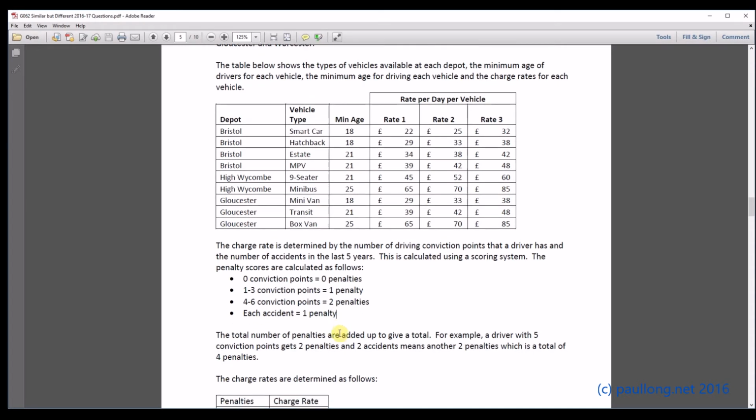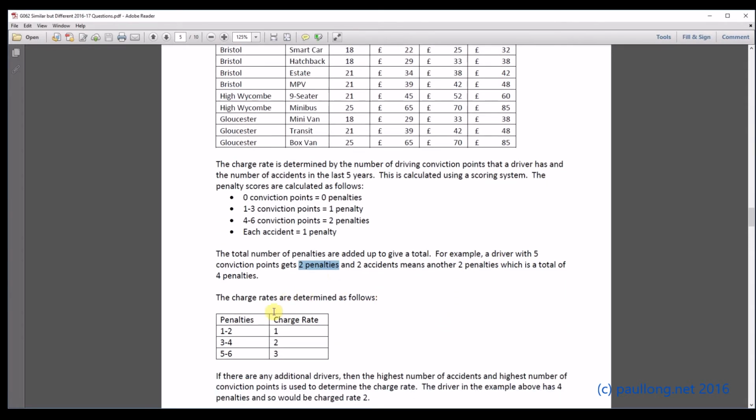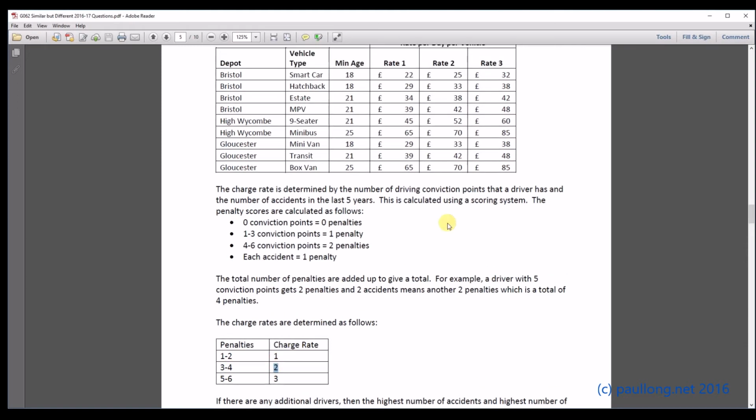So if we take an example, here we've got a driver with 5 conviction points. So 4 to 6 is 5 conviction points, means that he'll get 2 penalties. He's also had 2 accidents in the last 5 years, so gets another 2 penalties, which makes a total of 4. And then the charge rates are determined by the number of penalties. So he's got 3 to 4 penalties, and so will be in charge rate 2. And here is charge rate 2 down here.